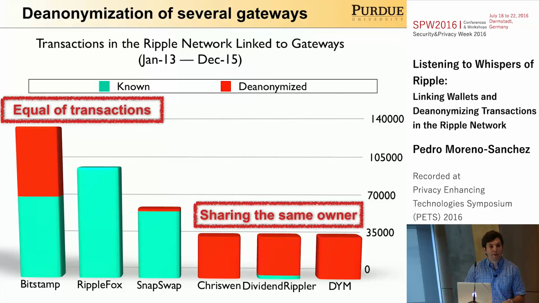Indeed, that's the reason why RippleFox is all in green. Before we contacted them with the results, there were some hot wallets that were not public, but after we contacted them, they decided to publish all of them, so now all their wallets are publicly known. Here we have shown the de-anonymization of several gateways, but there are many other uses in the system.